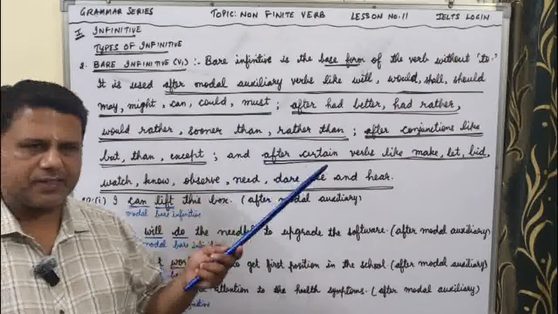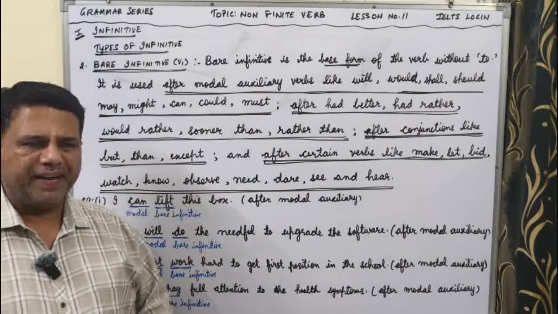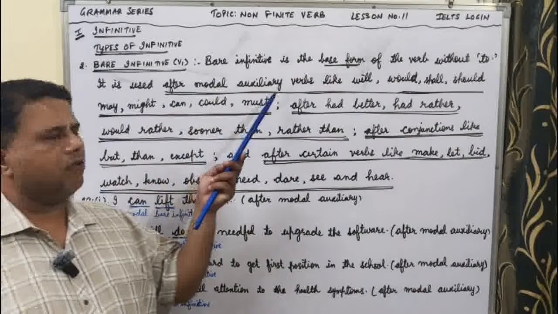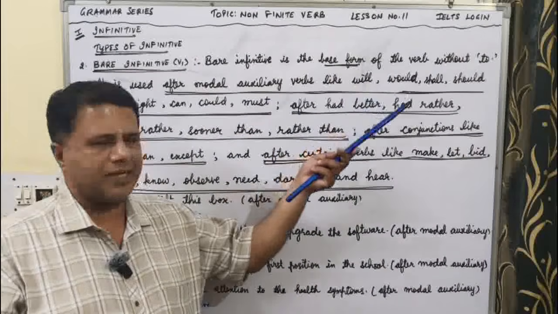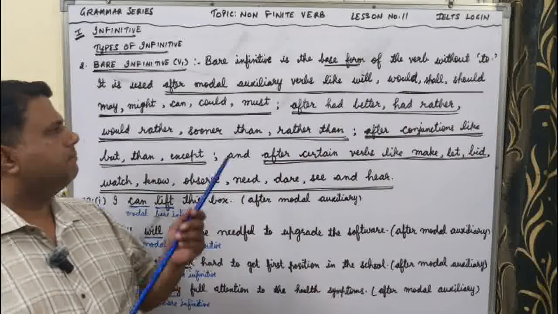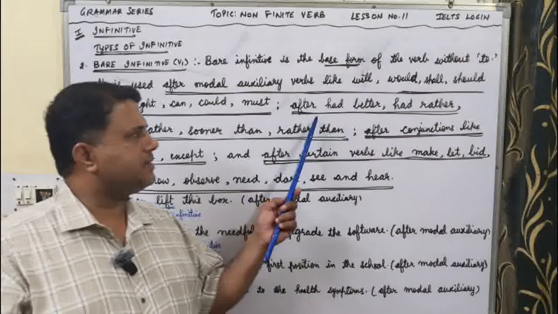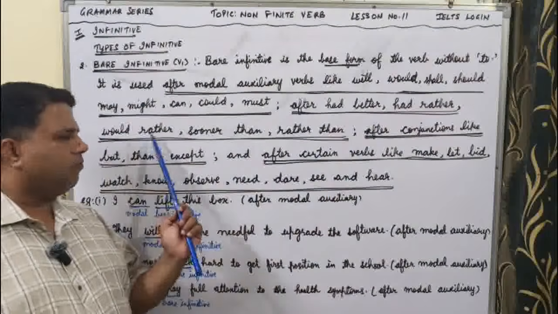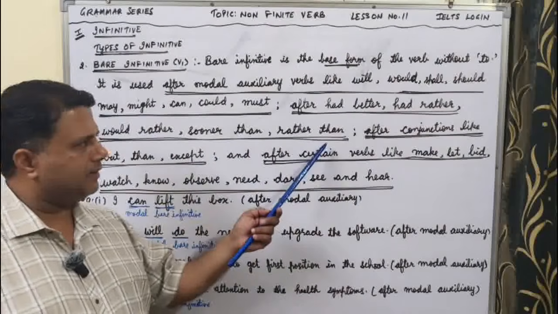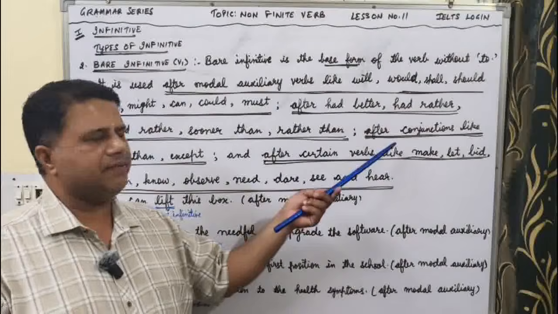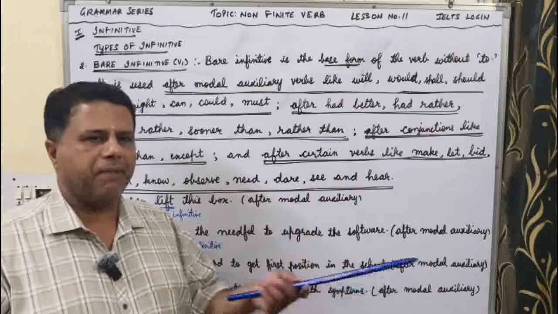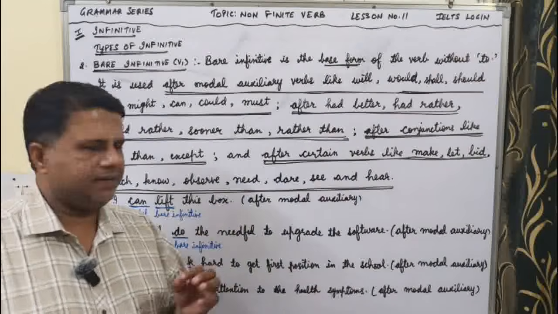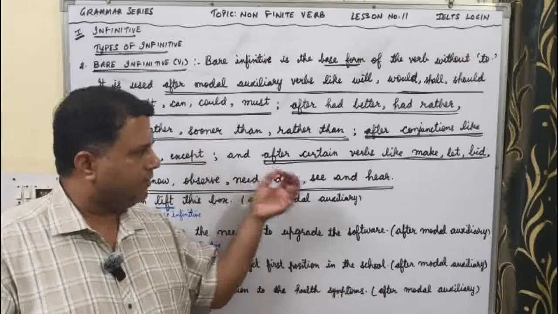Let's have some uses. There are 4 major uses of bare infinitive. It is usually used after the modal auxiliary verbs like will, would, shall, should, can, could, may, might, must. Then the second use is it is used after expressions like had better, had rather, would sooner, sooner than, or rather than. Third use is that bare infinitive is used after conjunctions like but, and, except.